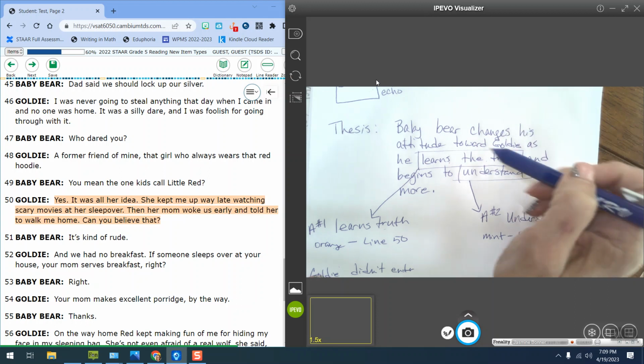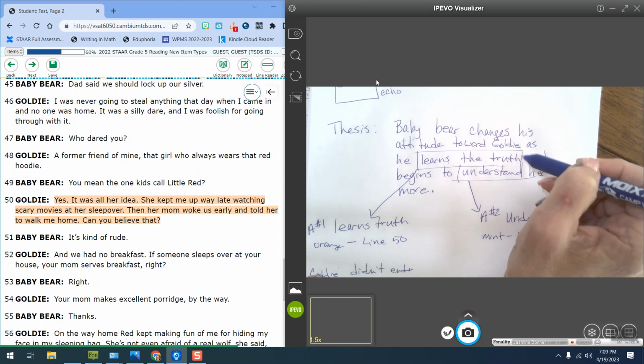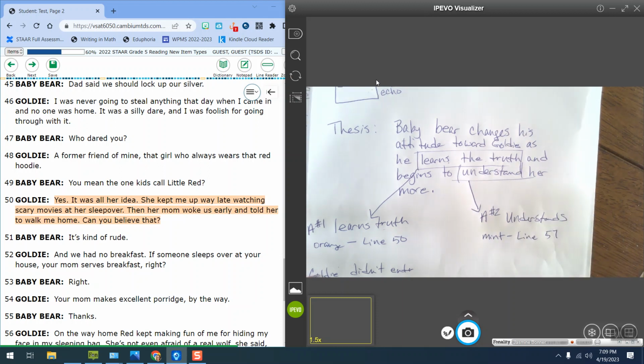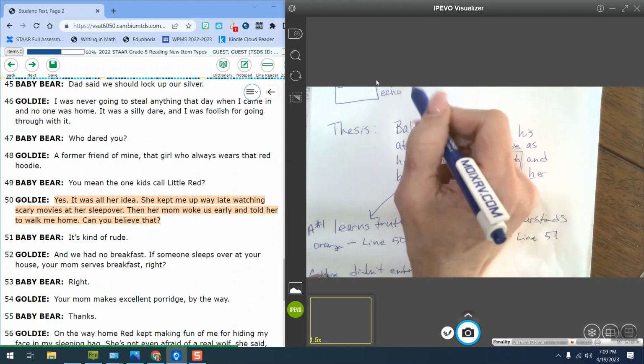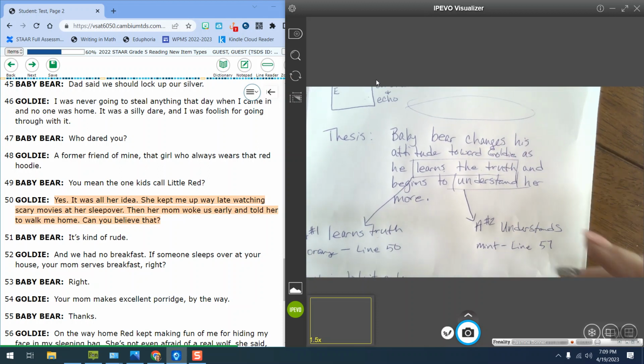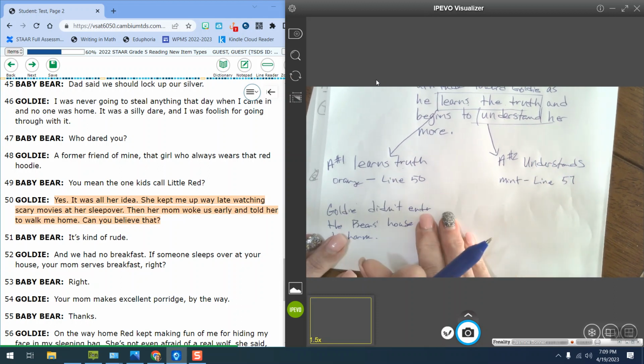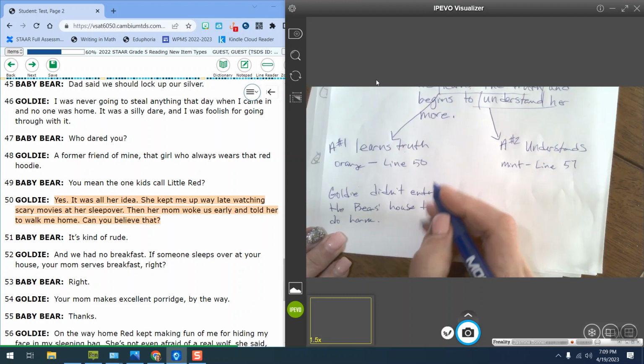And then I'm going to transition it in. As a result, Baby Bear changes his attitude toward Goldilocks as he learns the truth. So I'm going to add my hook up here. I don't know exactly what it's going to be yet. I'll jot it down. It may change several times. And then I'll have my 2 support paragraphs, and then I will have my conclusion.